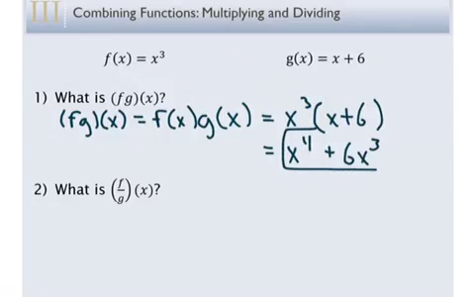So that is the function that we get after we multiply f of x and g of x together. So now you try. What do you think this function is telling you? And if you know what it's telling you, go ahead and give it a shot and try to write this out on your own before I walk through it.